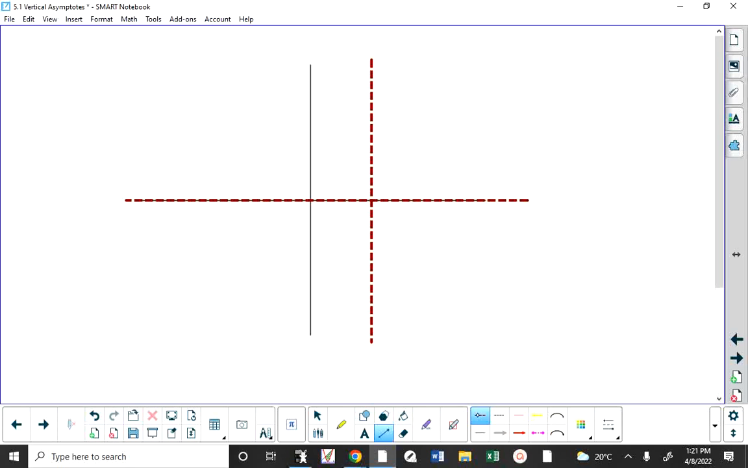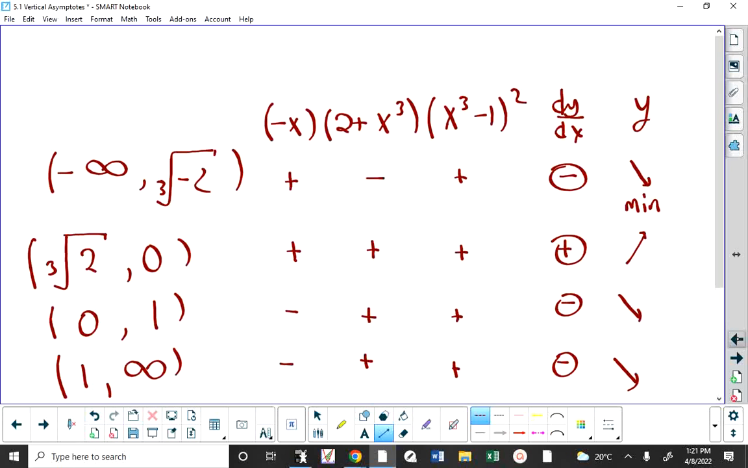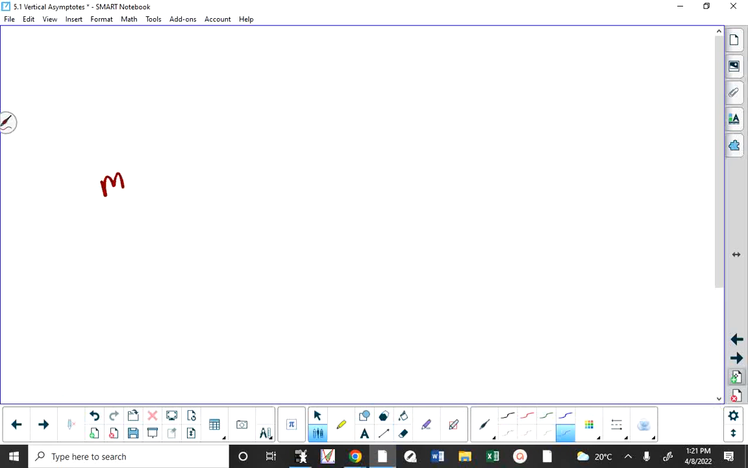What else do we know? We know there's a minimum, rather, don't we? Yeah, there's a minimum at the cube root of -2. So we got to do just a little bit of work here. We have a minimum at the cube root of -2. We need to have the y coordinate of that point so that we can determine where it is on the graph.